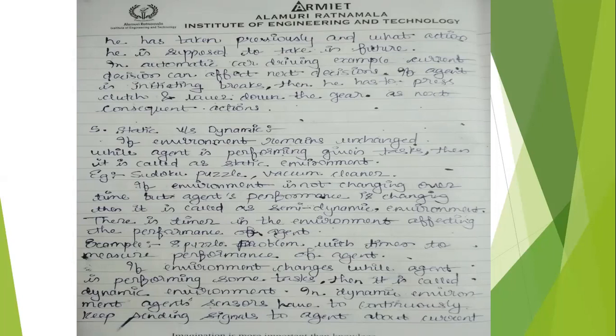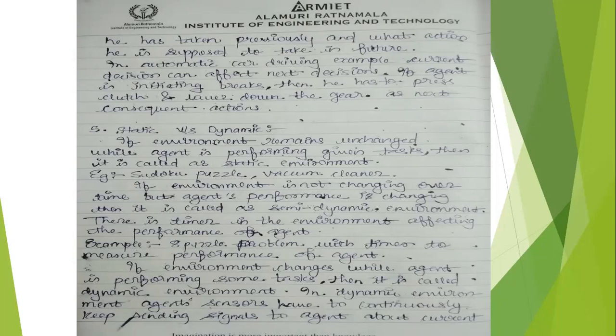Okay. So static versus dynamic environment. If the environment remains unchanged while the agent is performing a given task, then it is called a static environment. Whenever the agent is performing a task and the environment around him is not changing, it is called a static environment. For example, Sudoku puzzle, vacuum cleaner. When the vacuum cleaner is cleaning, the room is not changing, the position and architecture of the room are not changing, it is constant. Only the vacuum cleaner is doing its actions. So it is a static environment.